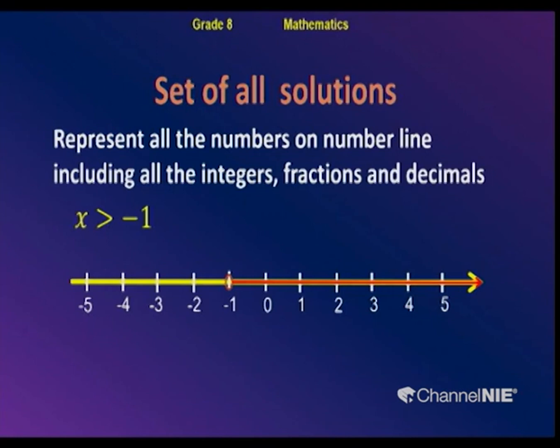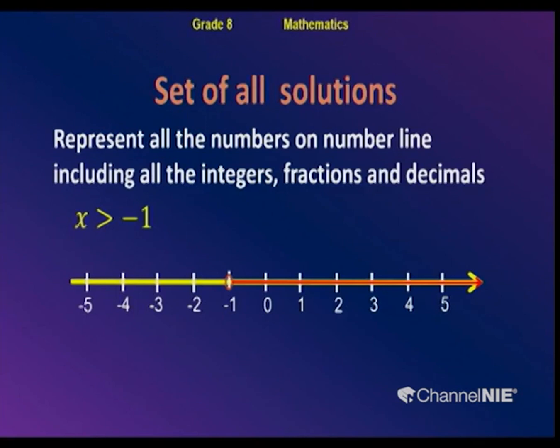Here, now you can remember the closed circle and open circle. Here, x is not equal to minus 1. So, we can't use a closed circle because x is not equal to minus 1. Then you have to draw an open circle and color the right side of this number line.